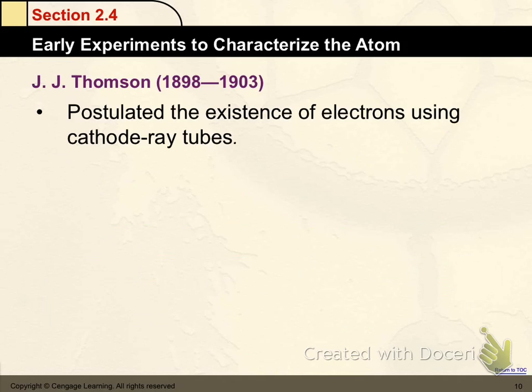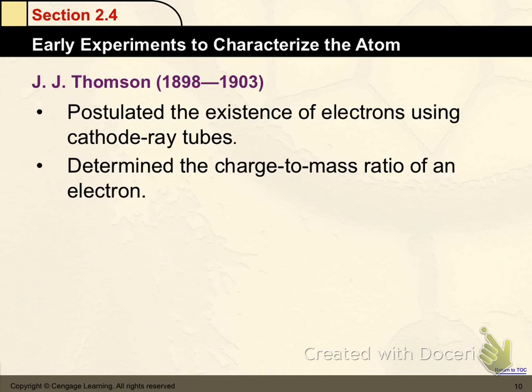All right, so let's figure out how we know so much about the atom. We have gone over this stuff in previous chemistry courses. I'm just going to skim it really quick. So the parts of the atom, the electron, the proton, and the neutron, where do they come from? In the late 1800s, J.J. Thomson came around and he postulated the existence of electrons using something called a cathode ray tube.